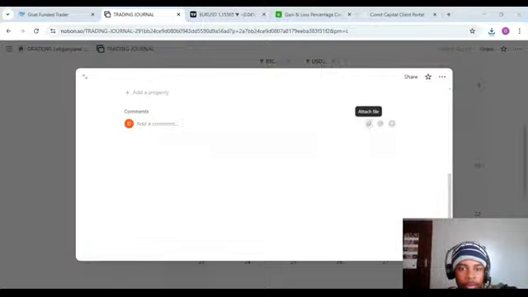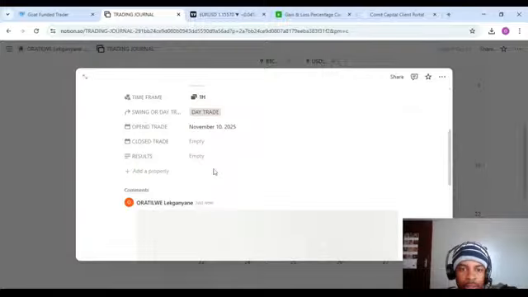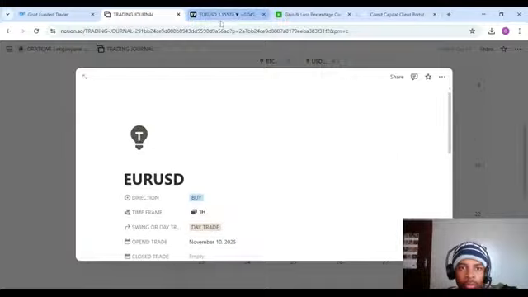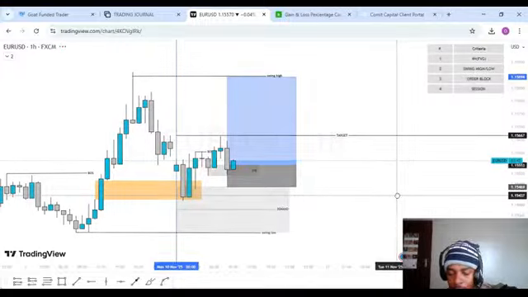Before picture. EURUSD before picture. I got to take a screenshot on it. There's a trade that you're entering. So then let's take a screenshot.